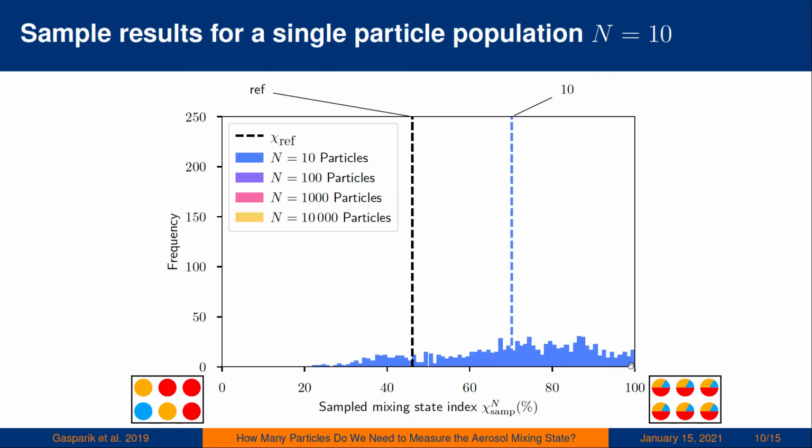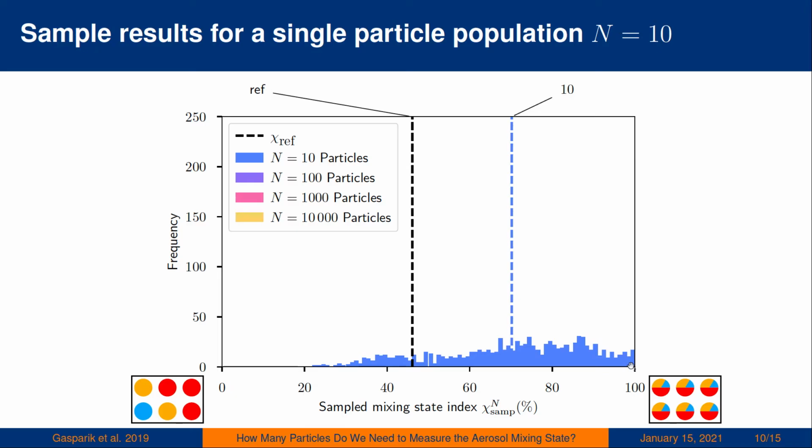So how does this work for a single particle population? Here I have a figure where on the x-axis I have the sampled mixing state index, and on the far right would be 100%, where particles are fully internally mixed. Far left is where particles are externally mixed, and the y-axis is frequency. The chi reference point is the black dotted line at around 48% or so, and this is the 1,000 samples of 10 particles each. And as we can see here, we get a whole range of mixing states that we're going to measure.